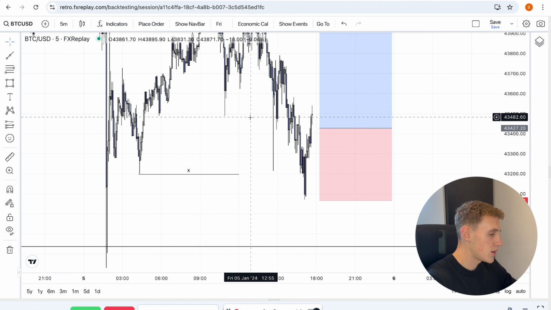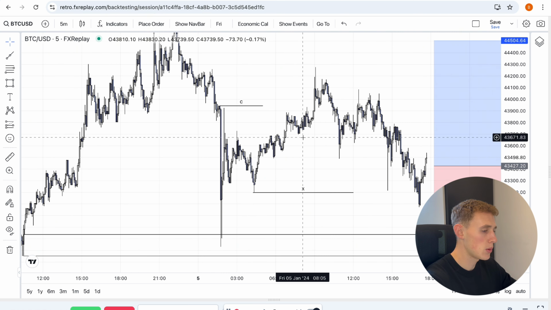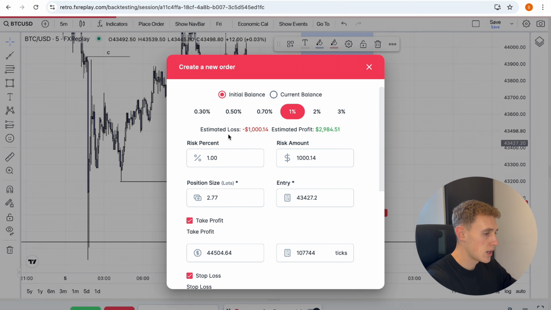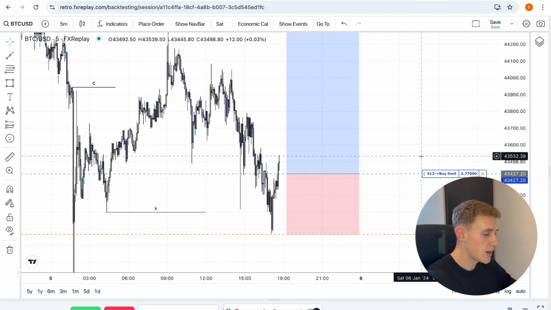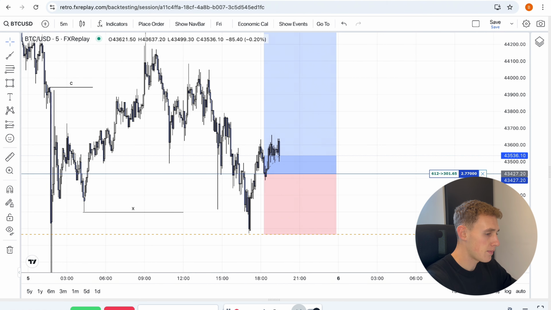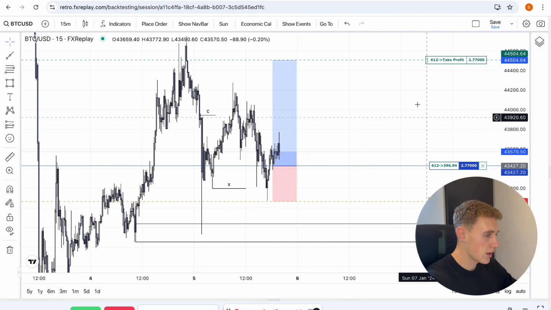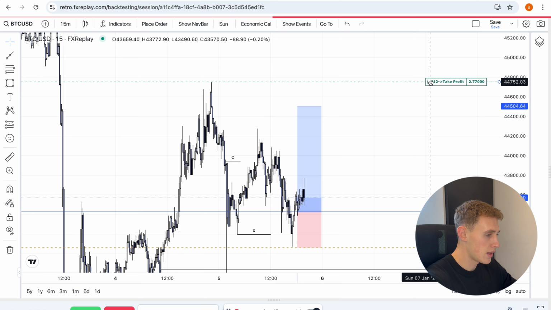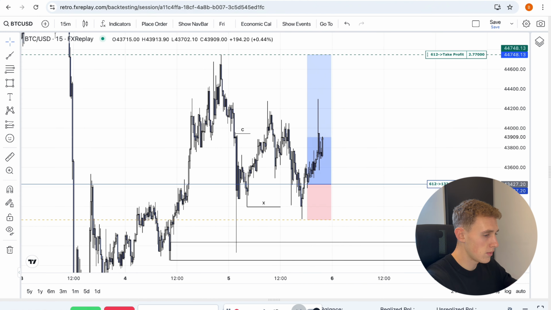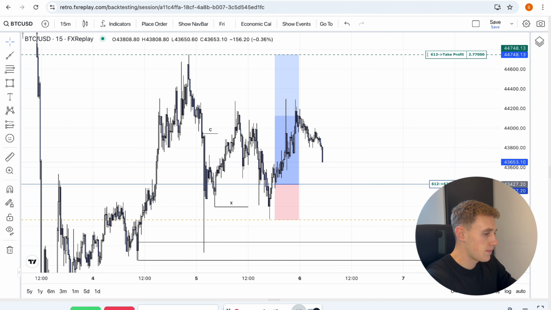There we go. Why am I entering this? We had reaction from this demand, price broke structure, pulled back, took out all of the lows in the range, and now the 5 minute has flipped back bullish. So I'm just waiting for a small pullback into demand, and then we can look to potentially buy. There we go. So we are tagged in and I'm going to actually target this high, the next liquidity level. Let's see how it goes.